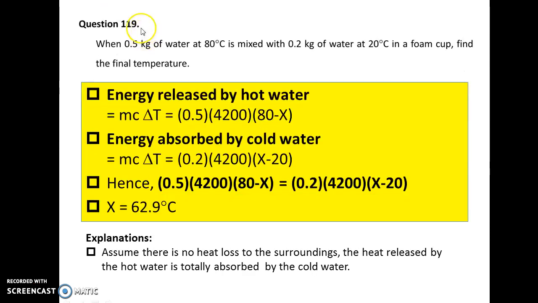Question 119 is a simple question on mixing. We have hot water at 80 degrees Celsius, also cold water at 20 degrees Celsius, mixing together in a foam cup, which does not absorb or release heat. So the hot water will release heat during mixing with a temperature drop of 80 minus X.